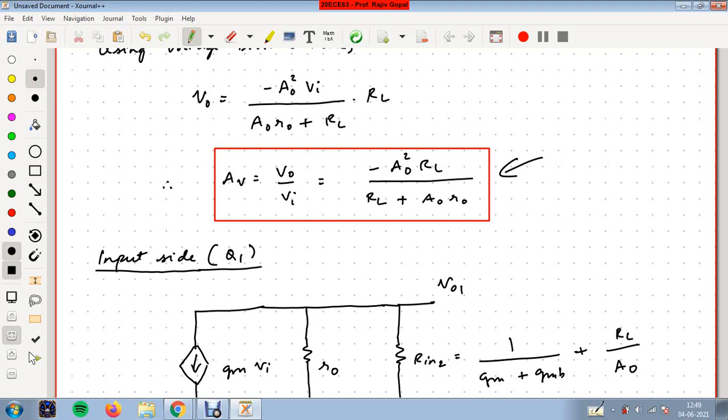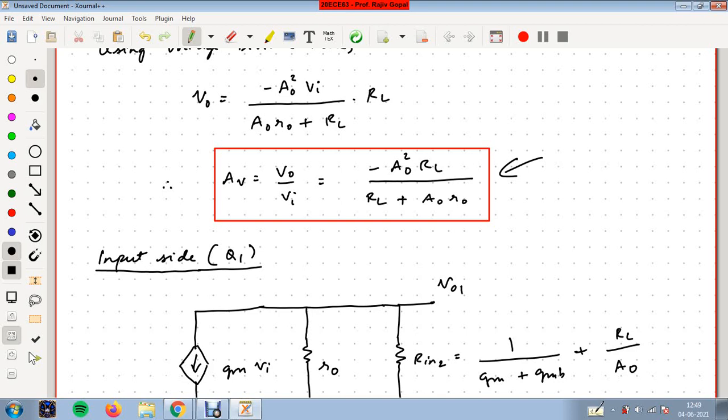So by increasing RL, you are also increasing the Miller effect in Q1. So you should not try to keep a very large RL value. We will explore this further when we look at the frequency response of the cascode amplifier, but I'm just giving an introduction here. So more the RL, more the problem.